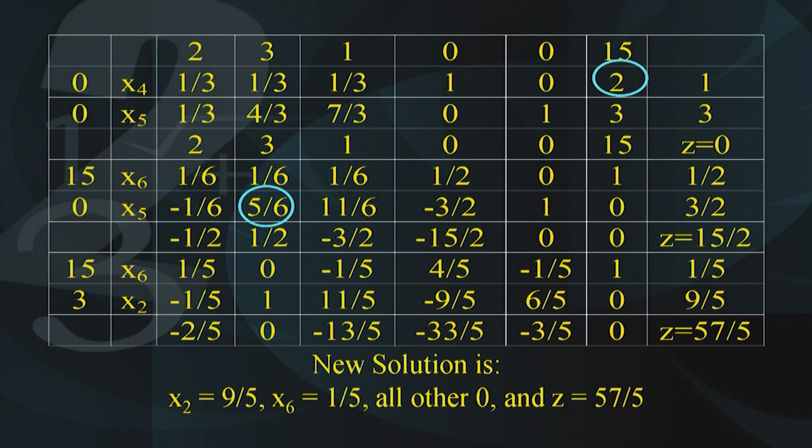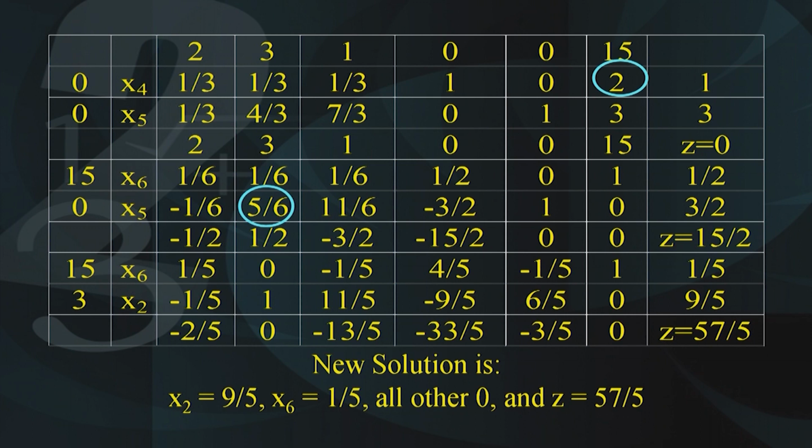So, what does this mean? This means that the solution now is optimum because all the entries in the deviation rows are negative or 0. This indicates that the new solution obtained is x2 equal to 9 by 5, x6 equal to 1 by 5, all others 0, and z equal to 57 by 5.